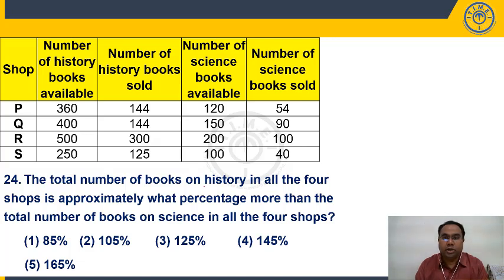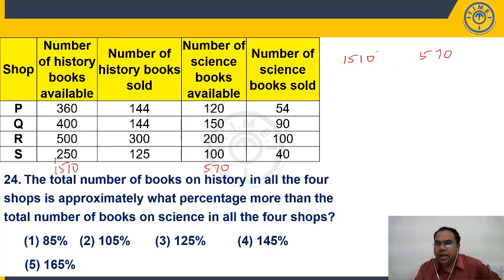Question number 24. The total number of books on history in all the 4 shops is approximately what percentage more than total number of books on science in all the 4 shops? Okay, total number of books on history in all the 4 shops. This one, history. Add this: 60 plus 50, 110, 15, 10. This is what percentage more than total number of science books in all the 4 shops? Total of science books is this, right? This is 570. So 1510 is what percentage more than 570? I can ignore the 0.